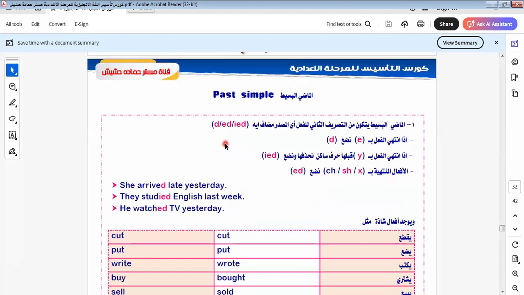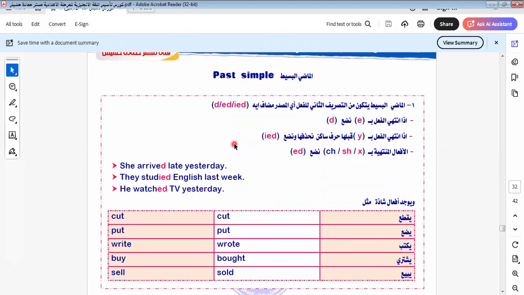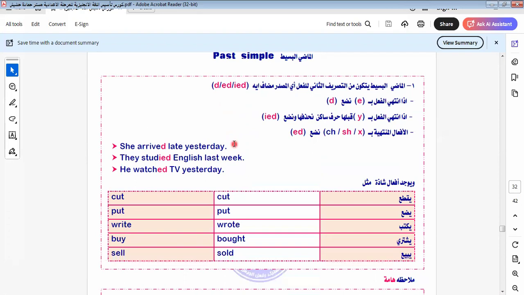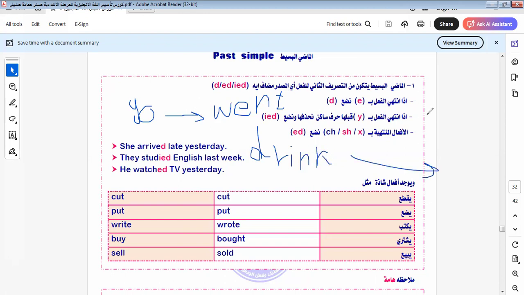We can form it by adding ed to the verb, or by changing the verb as in irregular verbs. All of us ask, Miss Iman, where do we get these irregular verbs? Irregular verbs are available in your textbooks and your extra books. You can find them and keep them because it's important. Why? Because if we have the verb go in the exam, and you don't know that the past of go is went, you can't answer. Okay, so we must keep the irregular verbs. When we have a verb like drink, the past tense will be drank.